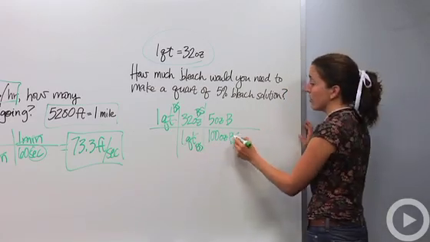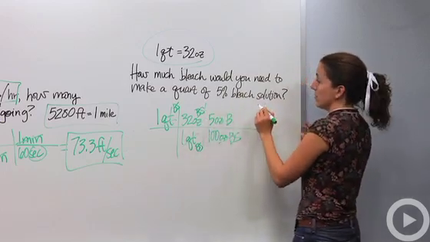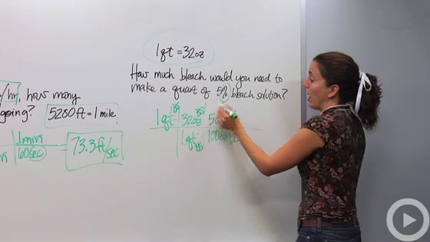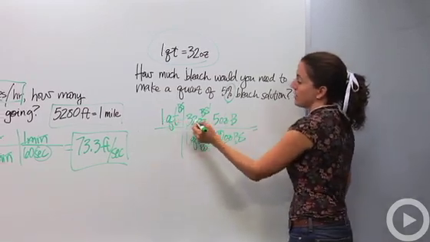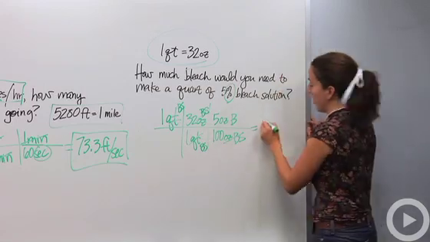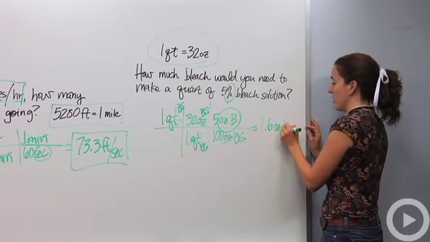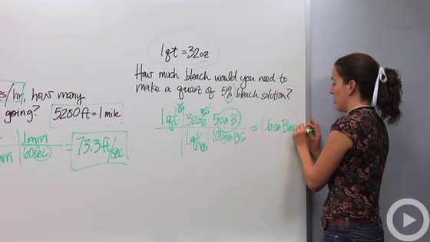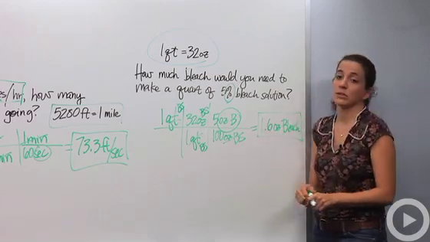That's where this crosses out, because we know percent means out of 100. So I can just do this math: 1 times 32 times 5, divided by 1, divided by 100, is going to give me 1.6, and my units are ounces of bleach to put in a quart of water to make a 5% bleach solution.